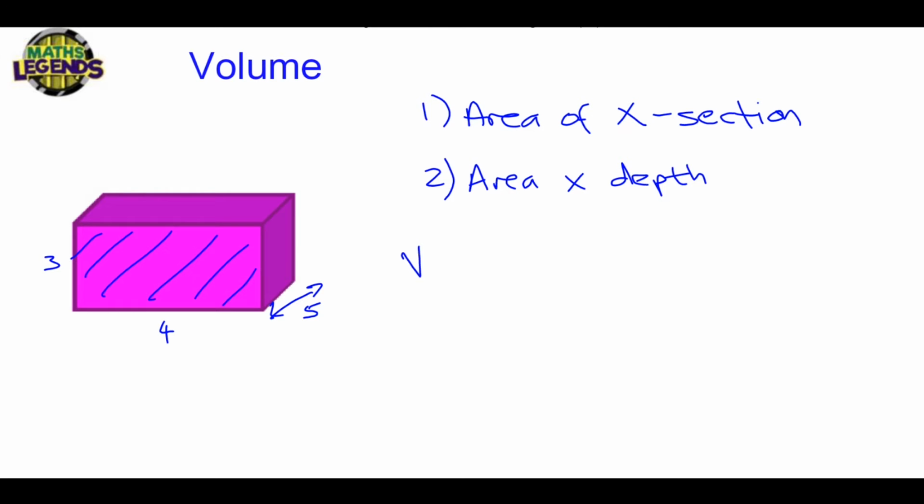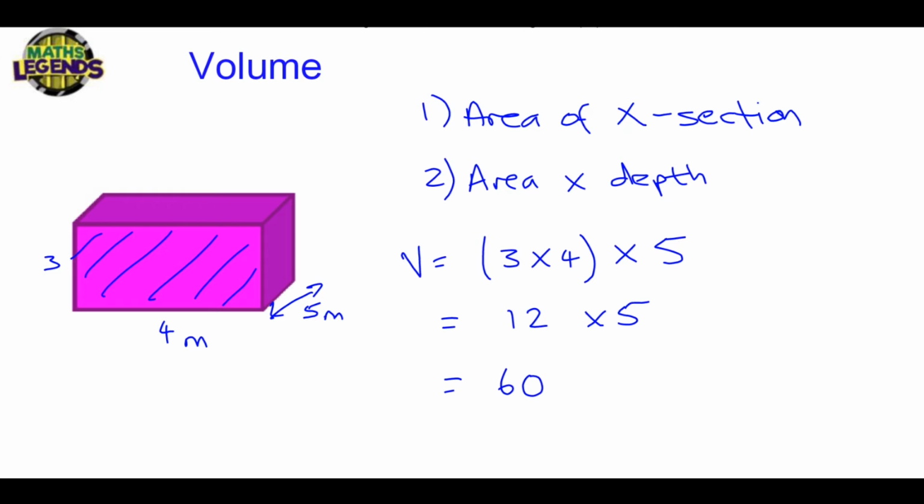So now the volume here is given by the area of the rectangle, so that is 3 times 4, and then we multiply that by the depth, which is 5. 3 times 4 is 12, and 12 times 5 is 60. If the units of the length is meters, then the volume is given in meters cubed. Let's look at another example.